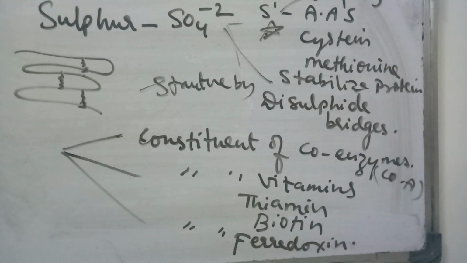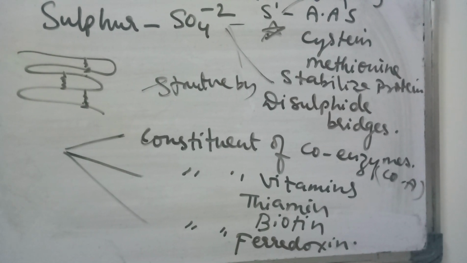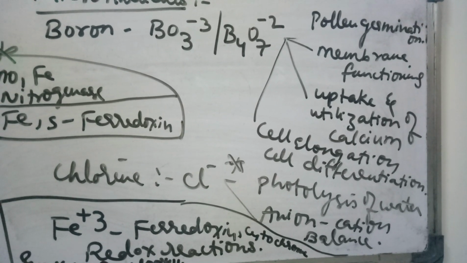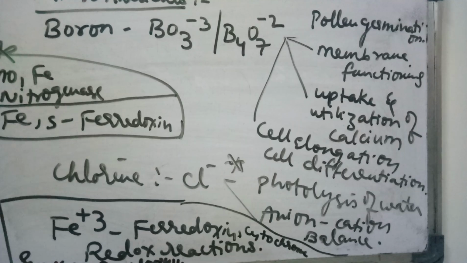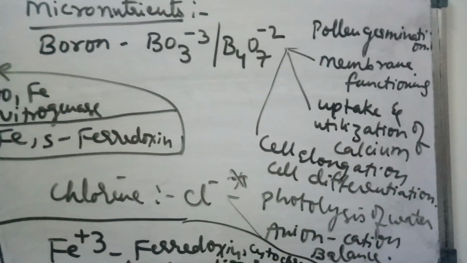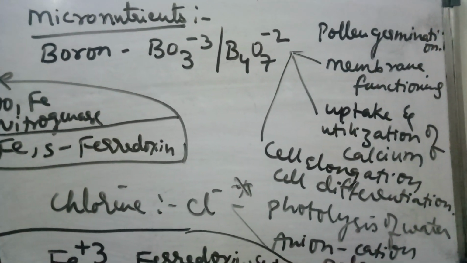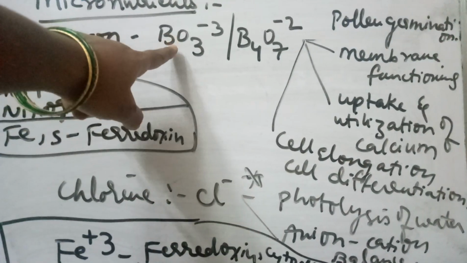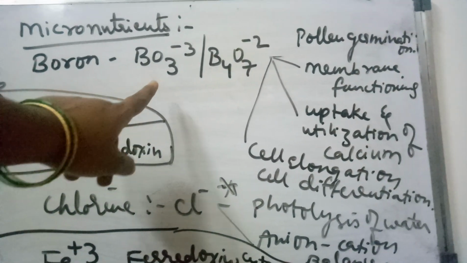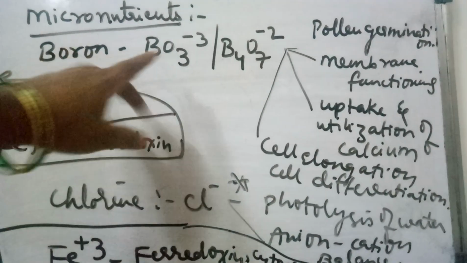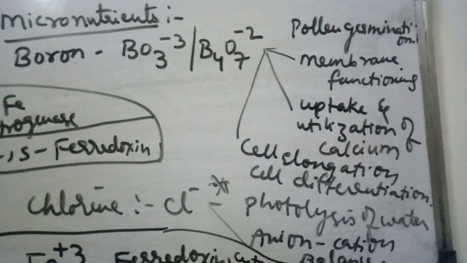Now going to the important roles played by micronutrients. Coming to micronutrients, first we will discuss them in the order of importance. That is boron. It is a very important micronutrient which is absorbed in the form of BO3 3- or B4O7 2-. And boron plays an important role in pollen germination.